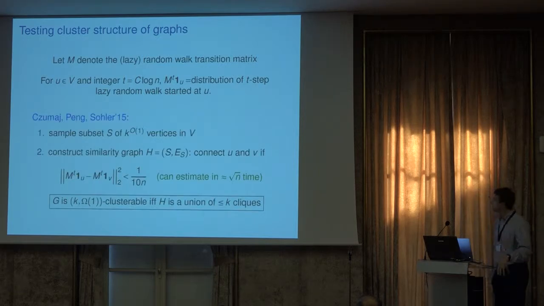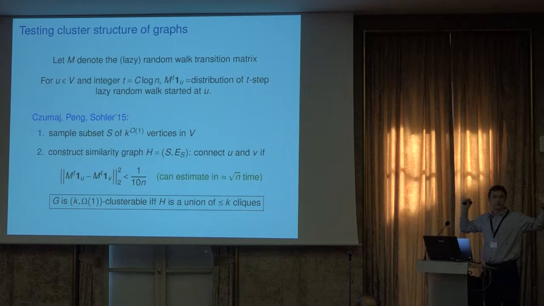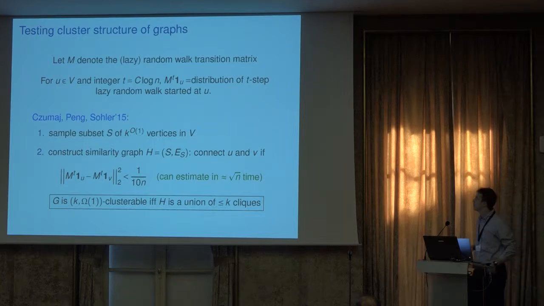Okay, well, the best prior result on the problem of testing cluster structure is the work of Czumaj, Peng, and Sohler from STOC 15. This is a very nice algorithm that works like this. Well, we start by sampling a set S of uniformly random vertices in the graph. The set S has size poly k in the hopes of hitting every cluster at least once with good probability.